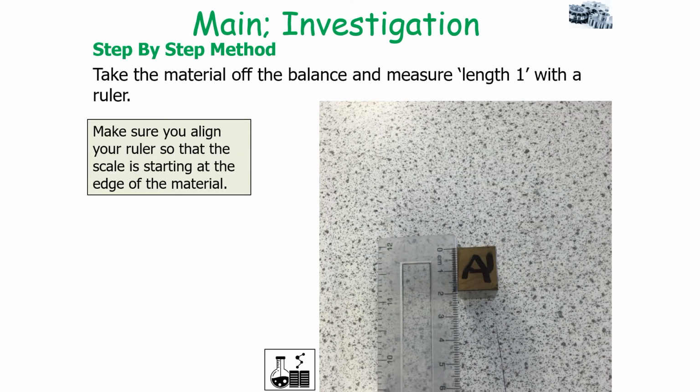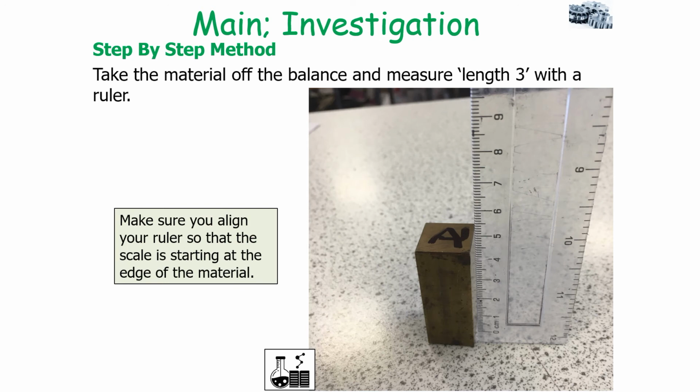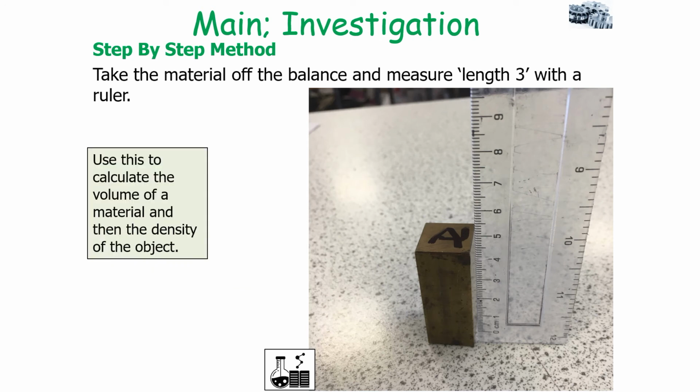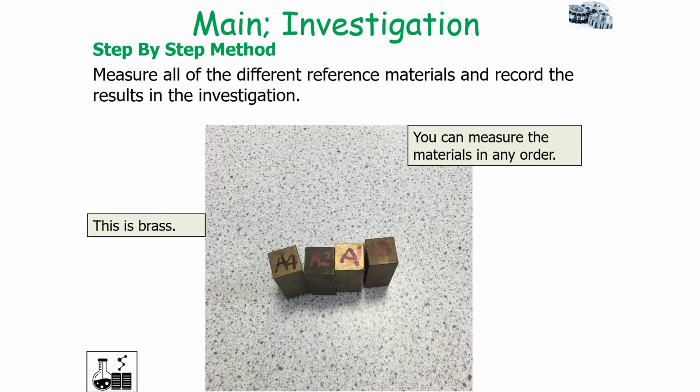So once you've taken off your material and you've measured your lengths with either the ruler or the screw gauge micrometer or the Vernier Caliper, you have to ensure that you align your measuring device so the scale is starting at the edge of the material, as shown in these particular diagrams. Otherwise you would get another systematic error in your experimental results, and then you would use this to calculate the volume of the material by saying volume equals length 1 times length 2 times length 3, and therefore you can work out density by saying density is equal to mass over volume.